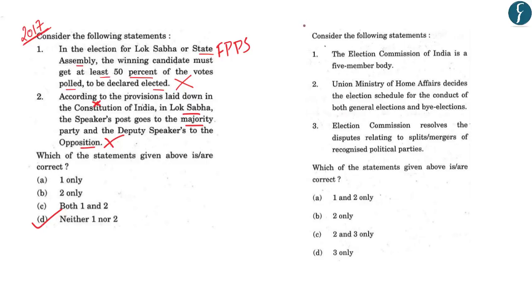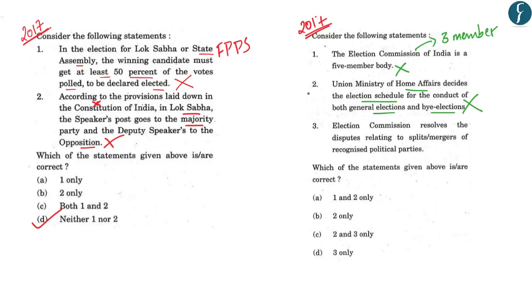Now the third question again was from the year 2017. The first statement read, the Election Commission of India is a 5-member body. This is incorrect. The Election Commission of India currently is a 3-member body with 1 Chief Election Commissioner and 2 other election commissioners. Second, Union Ministry of Home Affairs decides the election schedule for the conduct of both the general elections and the by-elections. This is again incorrect.